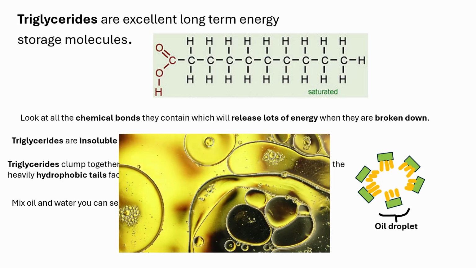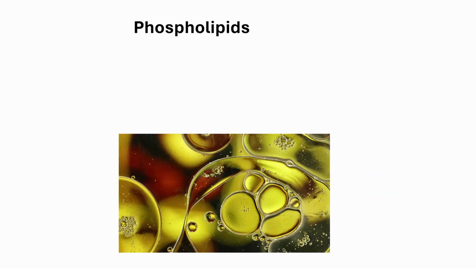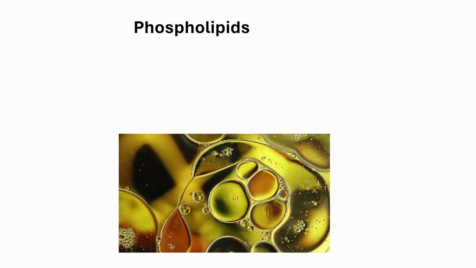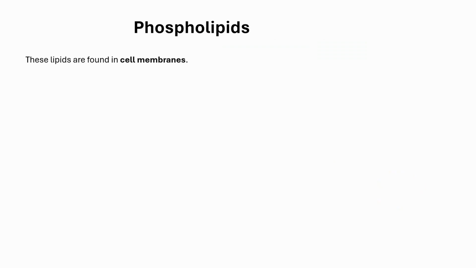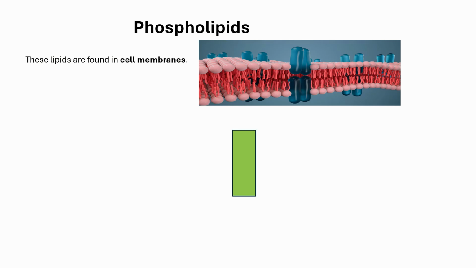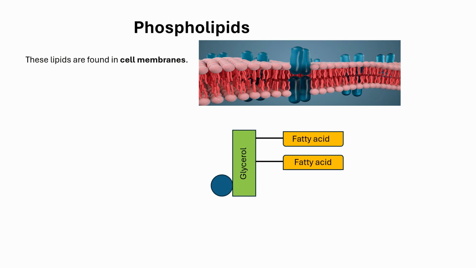Okay, we're going to move on to the second type of lipid. So there's two, the triglycerides we've just gone through. We're now going to look at the phospholipids. And the phospholipids, these lipids are found in cell membranes. And what we're going to look at here is how their structure is different than the triglyceride.